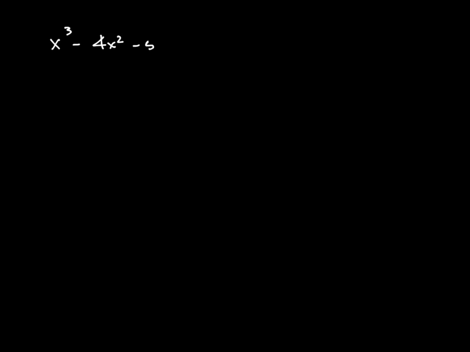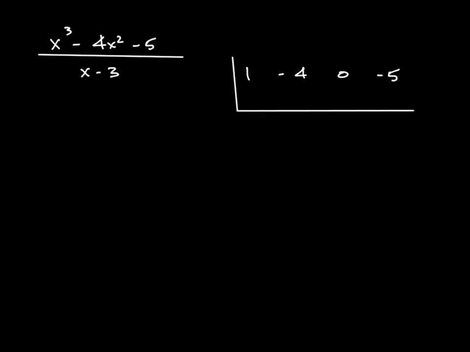The last example we'll look at is x cubed minus 4x squared minus 5. We're going to divide by x minus 3. So again, using the coefficients and leaving a spot for the missing variables, we have 1x cubed, minus 4x squared, 0 x's, and minus 5. In this case, x minus 3 is what we're dividing by, so we will put a 3 here. And now follow the algorithm.